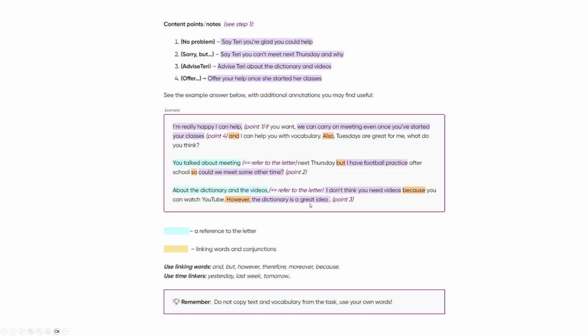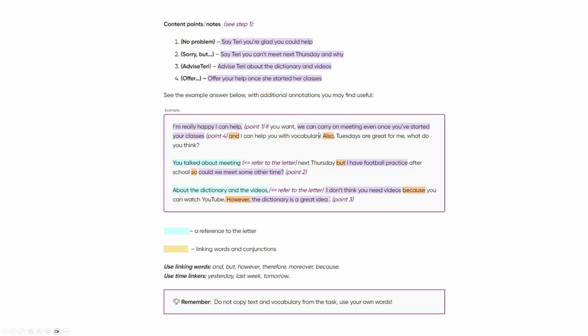But however, this dictionary is a great idea. You need to explain why you say that. Not videos, because they may be too fast for you. But however, a dictionary is a great idea, for example. So the words here show that you are replying and fulfilling what they are requesting. And then offer: maybe after you have started your classes, I can help you with some of the practice, if you want to. How about it? For example, so those are what you can use when you are replying to the email.